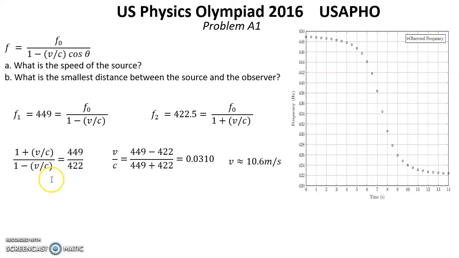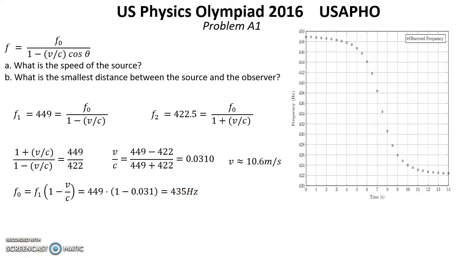So from here we can find that V over C is approximately 0.0310, and the speed of the source equals 10.6 meters per second. That was the answer for question A. Also we can find the frequency of the source. That will be F1 multiplied by 1 minus V over C, or around 435 Hz.